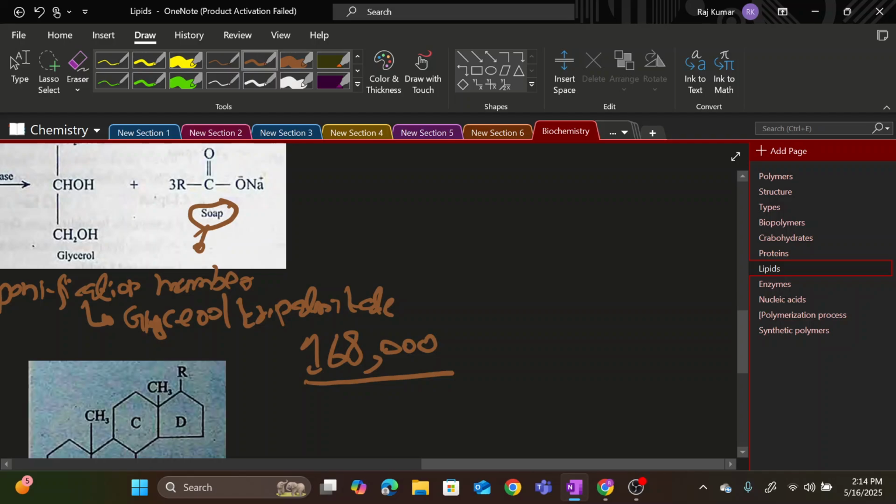In order to obtain the saponification number, I will divide it by its molecular weight. What is that molecular weight? It's something around 807. So when I divide it, I get an answer near 208. So 208 would be its saponification number.